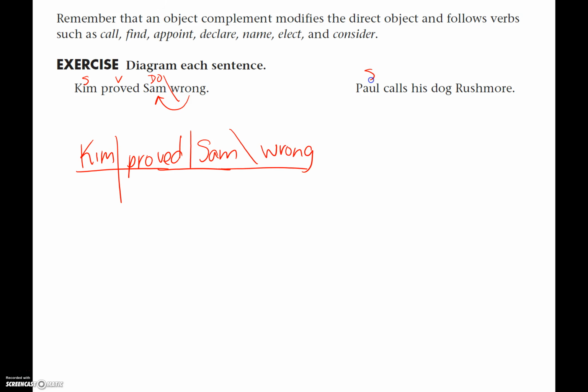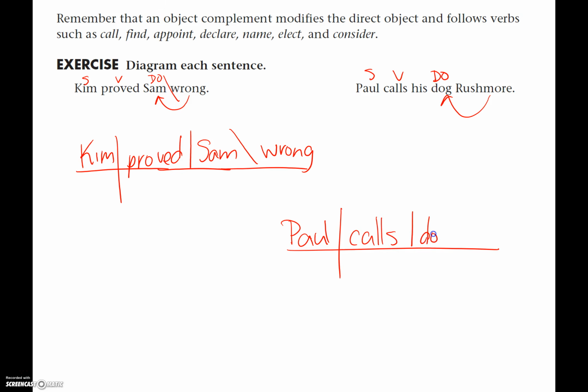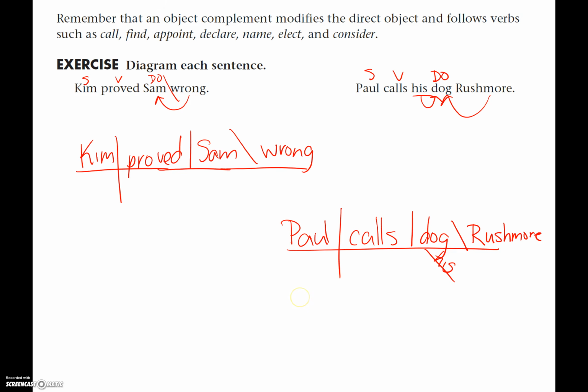In the second one, Paul calls his dog, that's our direct object. Rushmore is what he's calling his dog. So you have Paul and calls, our subject and verb. Dog is our direct object, so it comes after the short vertical line, and then a diagonal with Rushmore after it. Don't forget about that his. His is which dog, so that means it's going to go underneath dog on our diagram. That's it. So make sure you feel comfortable with these, and we'll do some more practice in class.